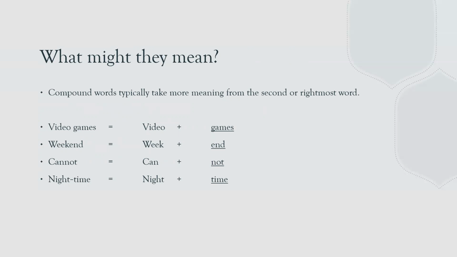So let's look at weekend, for example. We have week plus end. So if we're looking at the rightmost word, end, right? It is the final aspect or the later stages. Okay, we can use that to help us understand this longer weekend. It is the end of the week.